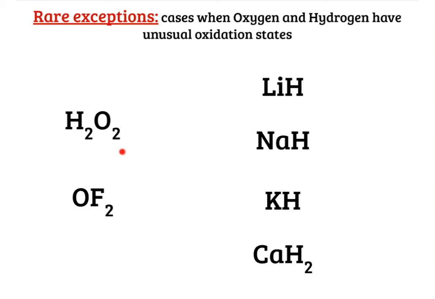Peroxide. This compound here is electronically neutral. Hydrogen behaves as always, exhibiting its normal oxidation state of +1. But oxygen here in this compound is obliged to have an unusual oxidation state of -1, which is not normal for oxygen.